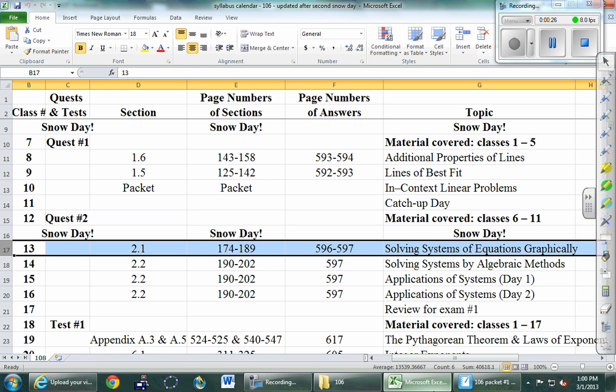Certainly any problem that you got wrong, I don't want you to just take this quest and throw it in a folder and never look at it. I want you to learn how to do it right. So the answer key might help with that. I'll just put it here, and if it goes around, that's fine.